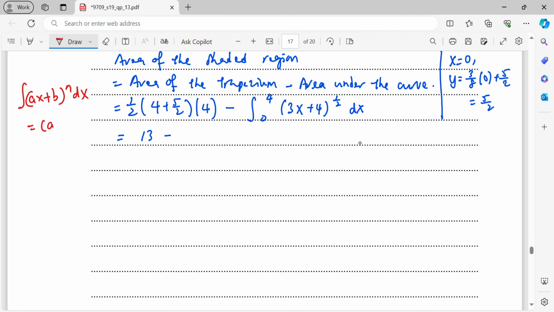That is ax plus b to the power of n plus 1 over n plus 1, then plus c, whereby n is not minus 1. That means now here you will be getting 3x plus 4 to the power of 3 over 2 divided by 3 over 2, and differentiate 3x plus 4, which is basically 3.